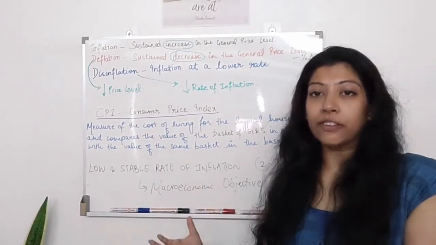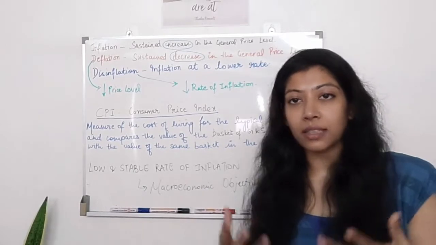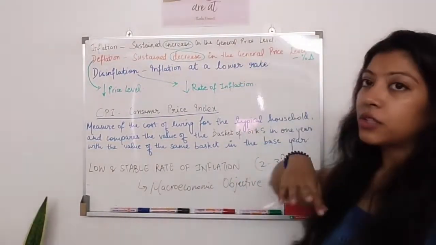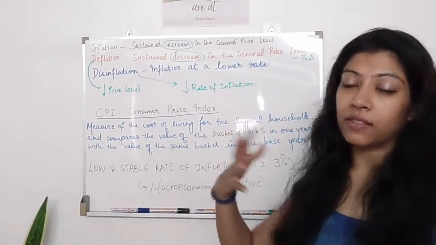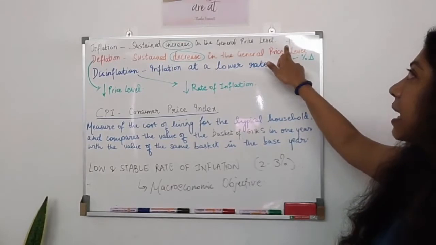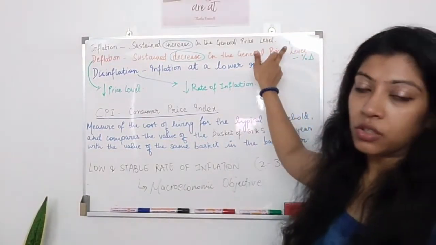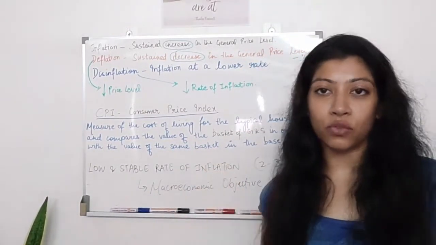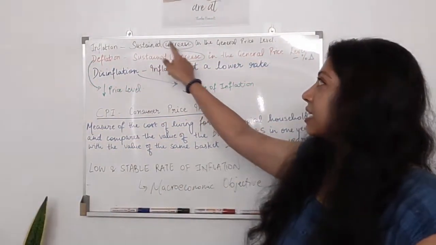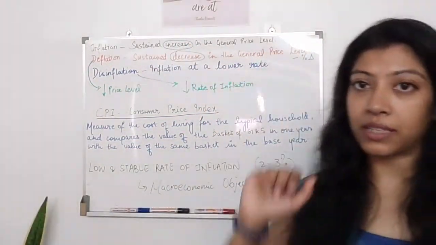So inflation is measured as a percentage. When we compare it with the previous year, we look at the inflation rate and we say that there has been a positive percentage change in the rate of inflation, right? Which means that there's a sustained increase in the general price level.